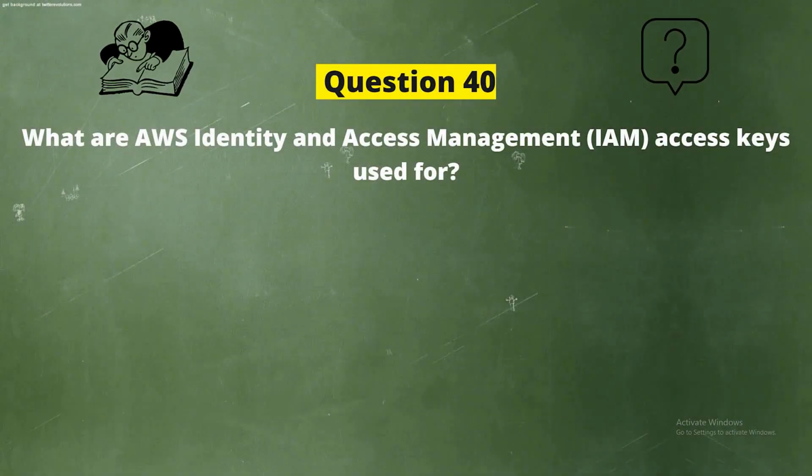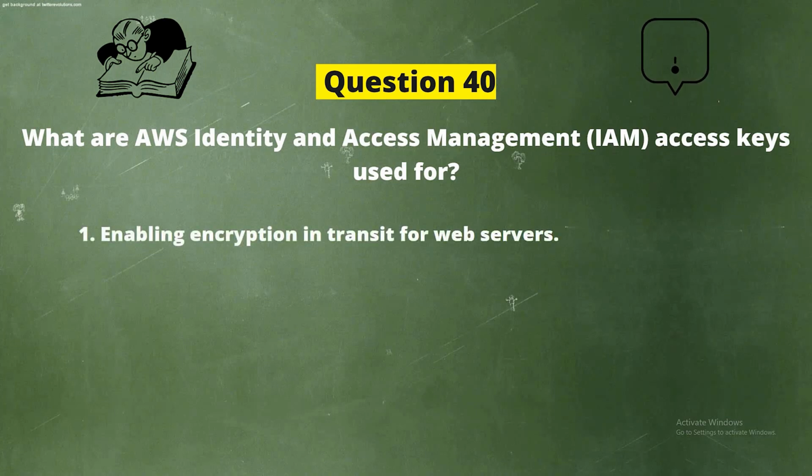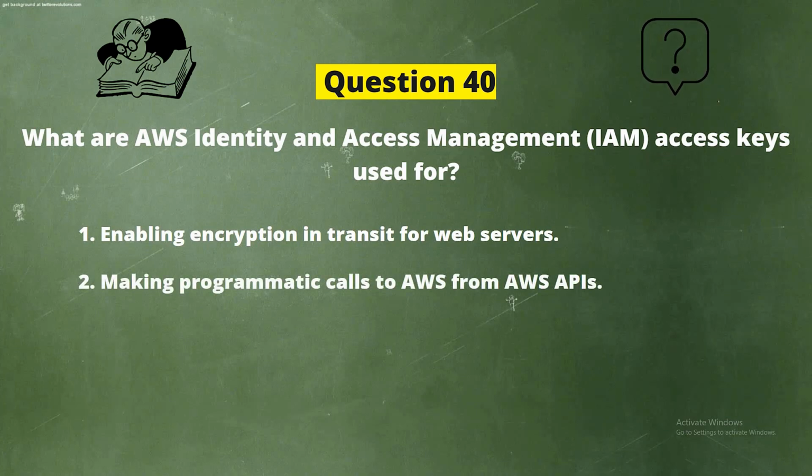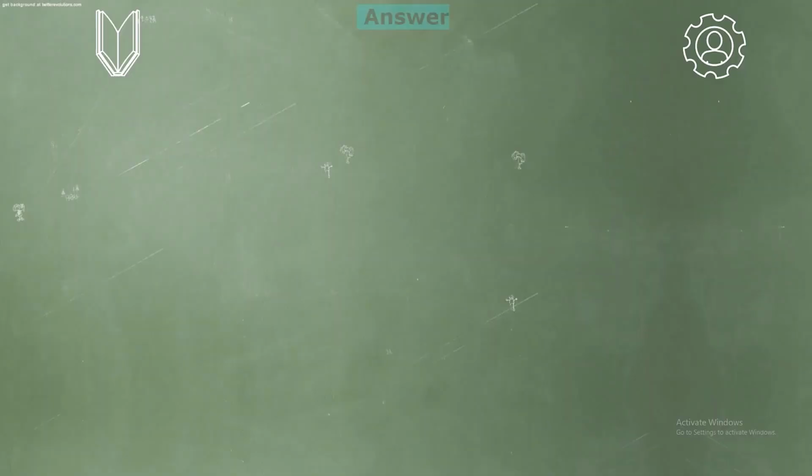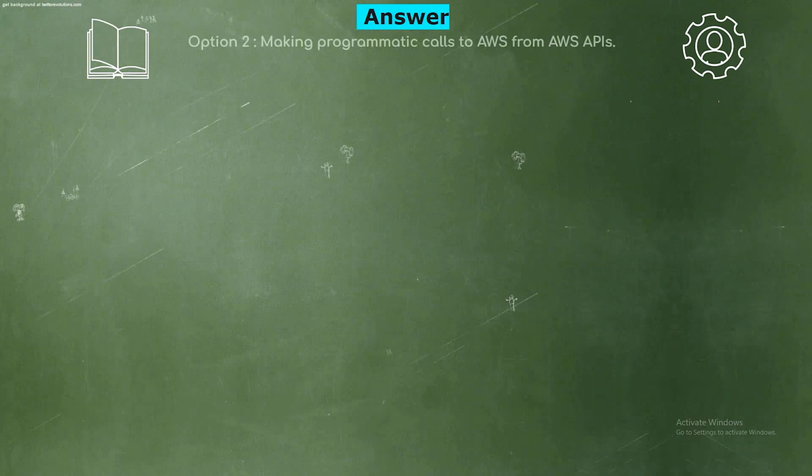Next question. What are AWS Identity and Access Management, IAM, access keys used for? And the options are: Option 1. Enabling encryption in transit for web servers. Option 2. Making programmatic calls to AWS from AWS APIs. Option 3. Logging into the AWS Management Console. Option 4. Ensuring the integrity of log files. And the correct answer is Option 2. Making programmatic calls to AWS from AWS APIs.